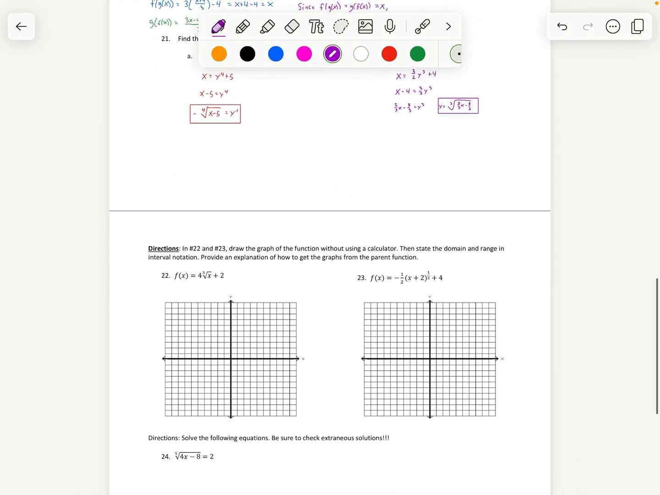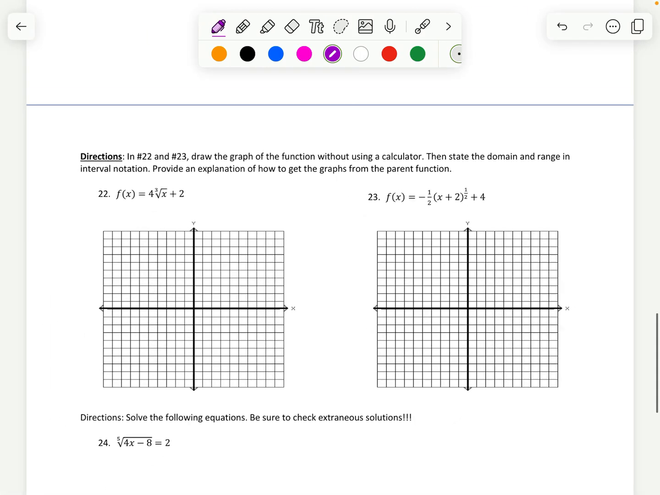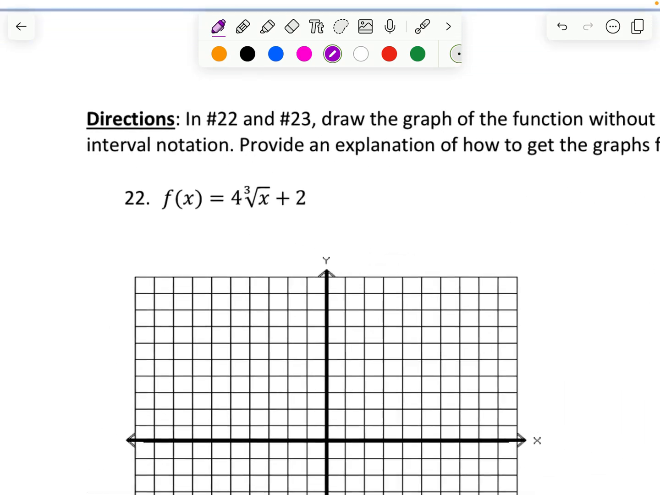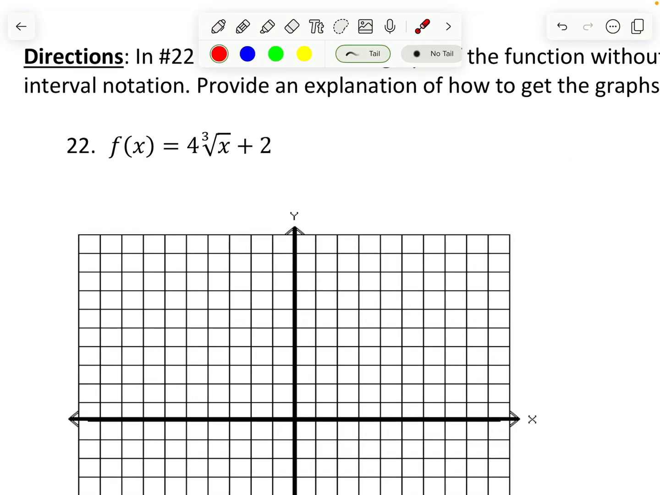Okay. The graphs I'm just going to talk about real quick. You can sketch the graph, or you can look at the graph on Desmos or your graphing calculator. But remember, this shifts the graph up 2. This stretches it by 4.